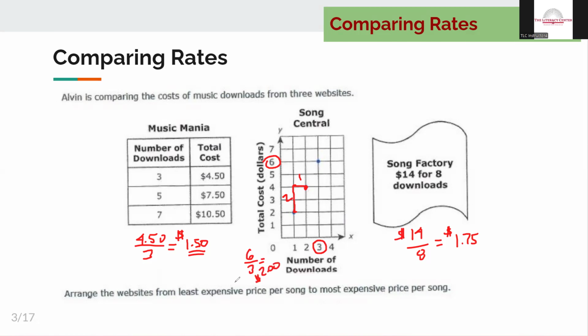So we have to put these in order. We look at the 3 numbers. $1.50 is the lowest price. $1.75 is next. And finally, this one is the most expensive. So Music Mania, then Song Factory, then Song Central. Let's look at the next problem.